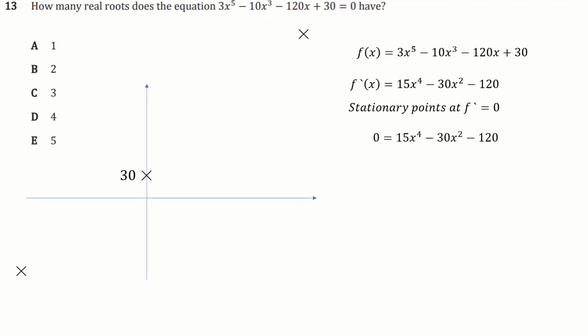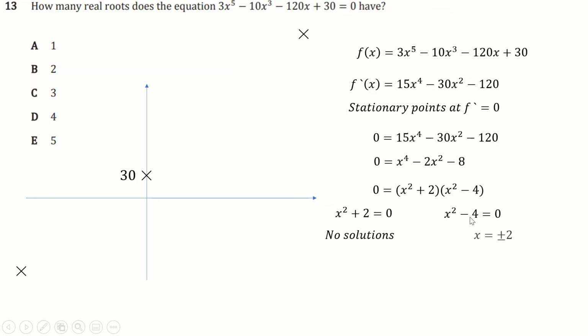And now I notice this is a lovely quartic, but it's actually a quadratic in disguise. If I divide everything by 15, it becomes very clear that I can factorize this, because you can factorize basically everything in TMUA. Multiply those two out to get x to the 4, minus 4x squared plus 2x squared makes minus 2x squared, and then minus 8. So either x squared plus 2 is 0, or x squared minus 4 is 0. Now that has no real solutions, because you can't square something to make a negative in the real numbers. This does have solutions, it's got plus minus 2. So I've got two stationary points at x is plus 2 and x is minus 2.